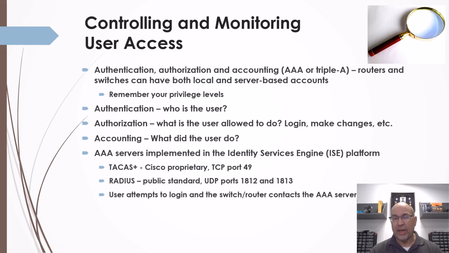Now, what kind of AAA servers are we usually talking about? Well, the two most common for Cisco are going to be TACACS or RADIUS. TACACS is Cisco proprietary, TCP port 49. And RADIUS is a public standard. You can read about that in RFCs, with UDP ports 1812 and 1813. So in these cases, you would tie your router or switch to the AAA server that you were using. And when somebody logged in, you would pass those credentials onto the AAA server, which would either authenticate or deauthenticate the user.